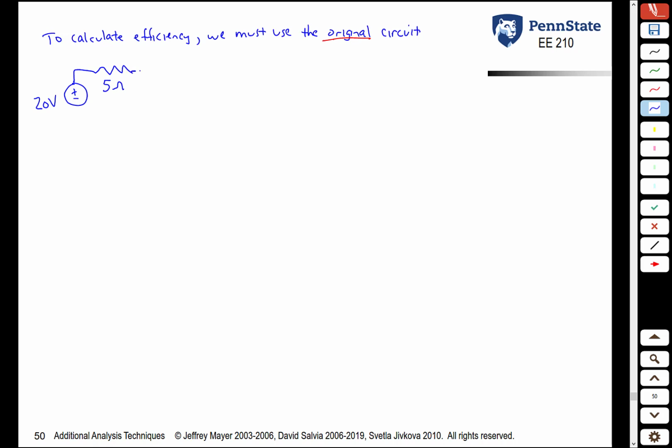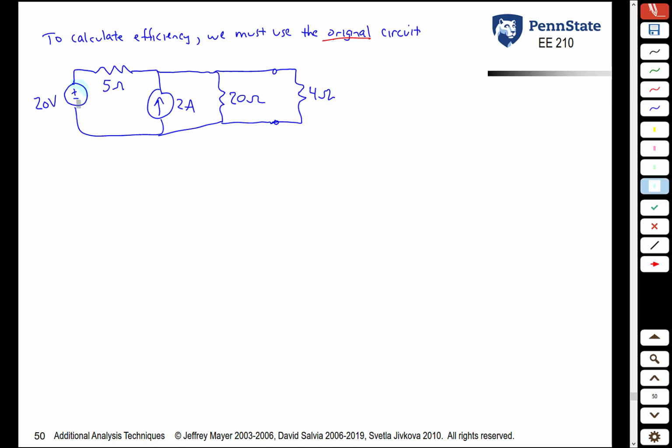we have a 20-volt source, a 5 ohm resistance there, a 2 amp source, a 20 ohm resistor, and now we know we're going to get maximum power transfer to the load when it is set equal to 4 ohms. But now the question is, we want to find what is the power generated by this voltage source and what is the power generated by that current source.